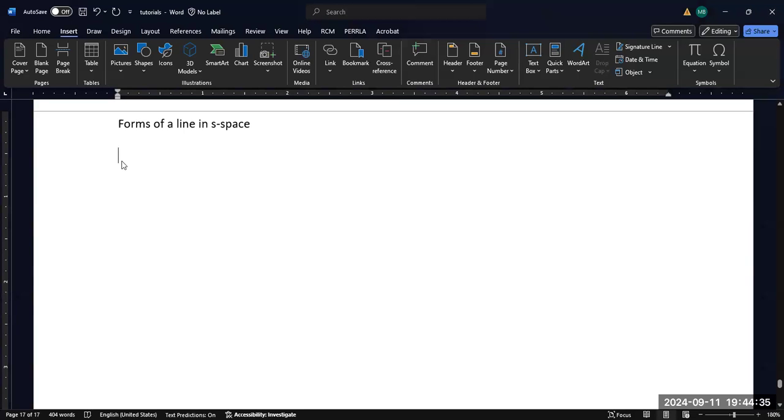In this video, we're going to be looking at how to write the form of a line in 3-space. Now, in 2 dimensions, we just have a single linear equation to create a line. But in 3 dimensions, we either have to represent the line as an intersection of planes, or we have to represent it in parametric form. So there's 2 main ways that we're going to represent a line in 3 dimensions.